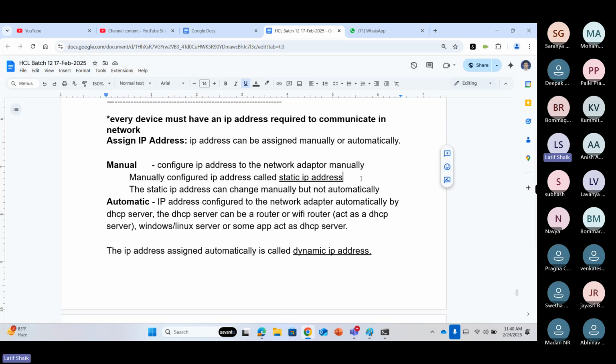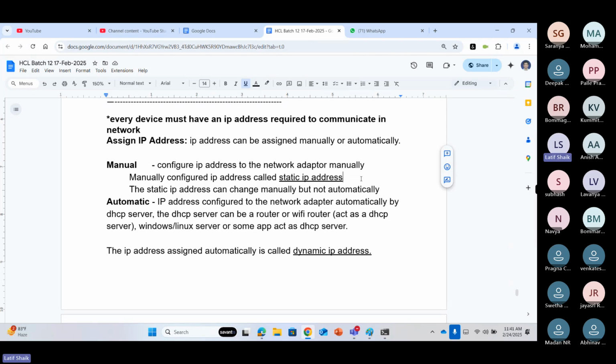An automatically configured IP address we call a dynamic IP address. When I came to this office in the morning, I got an IP address from my office DHCP server. I got connected and I'm communicating. Then I went to my home.